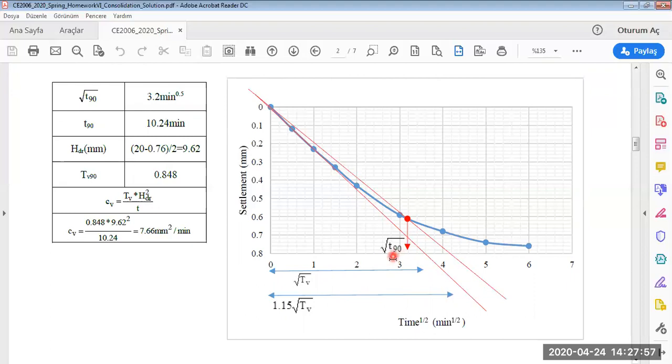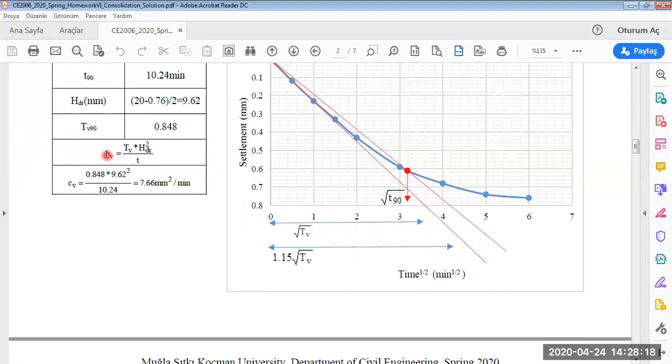For 90% consolidation, this subscript explains the amount of the consolidation. Here are the required readings and required calculations. We define these numbers from here, and we can read them here. And again, using the same formula, we can calculate the coefficient of consolidation here.